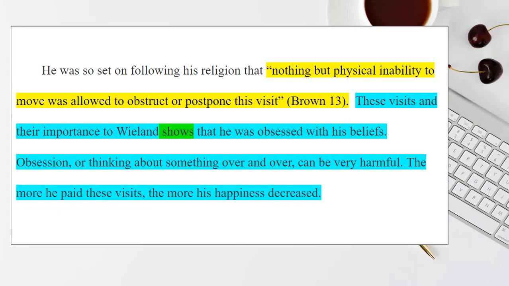Obsession, or thinking about something over and over, can be very harmful. The more he paid these visits, the more his happiness decreased. Notice that the blue part is mainly analysis, and you can see in the green highlight the verb shows. It's an expression saying that this student is about to explain the significance of the quote that they used. They're saying this is significant because it's showing something specific that's not stated directly in the text. They're taking the connotations of the words and the meaning of that sentence and of that quote, and they're saying this is what it really means. And they're telling me specifically, so they did a great job with that.